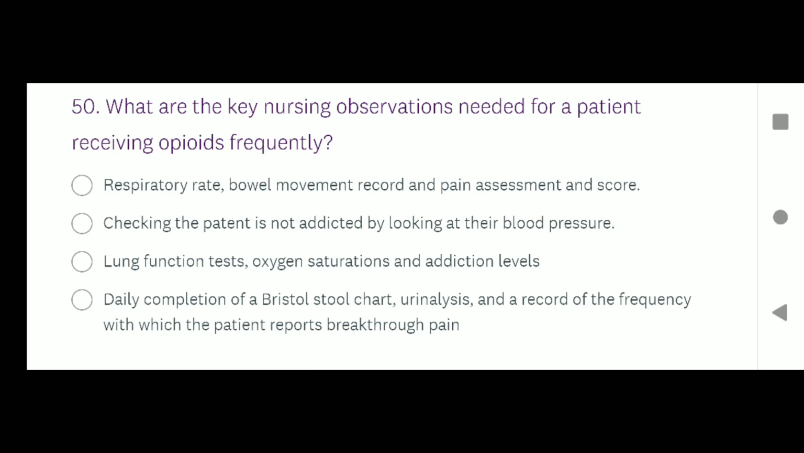I know each of you know the right answer. It is option A, respiratory rate, bowel movement record, and pain assessment and score are the key nursing observations needed for a patient receiving opioids frequently.